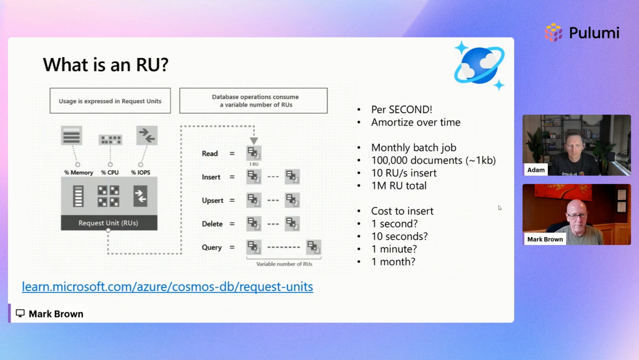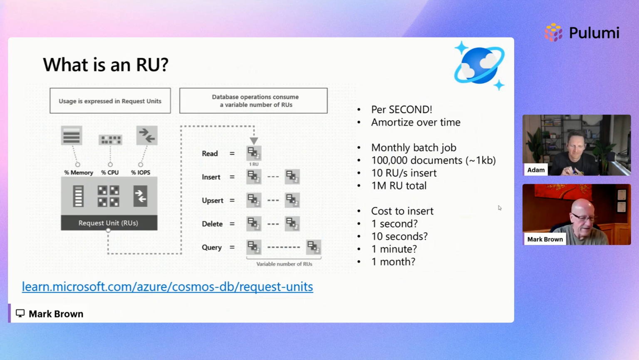Now, what if I amortize that? What if I slow that down? If I do those 100,000 documents over 10 seconds, I only need 100,000 RU to do it. That's only $8 an hour. What if I do it over a minute? If I amortize that over 60 seconds, I only need 17,000 RU. That's only $1 and change.